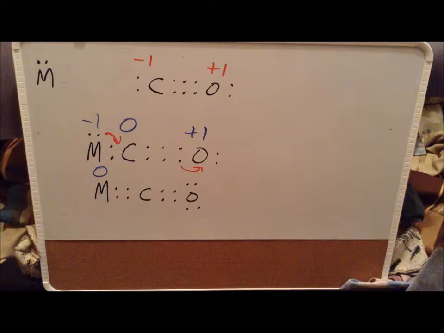Let's see what happens to the carbon in the center. Well, it started off with 4 valence electrons. It has 0 lone pair electrons, so 4 minus 0 equals 4. It has a total of 2, 4, 6, 8 bonding electrons, 4 with the metal and 4 with oxygen, so that's a total of 8. 1/2 of 8 is 4. 4 minus 4 equals 0, so the formal charge on oxygen has to be 0.